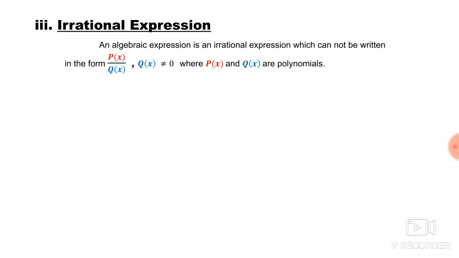Next, we have irrational expression. An algebraic expression is an irrational expression if it cannot be written in the form p(x) upon q(x), where p(x) and q(x) are polynomials and q(x) must not be equal to 0, the denominator must not be equal to 0. If an expression cannot be written in p(x) upon q(x) form, meaning we cannot write it with a polynomial in the numerator and a polynomial in the denominator, then it will be called an irrational expression.